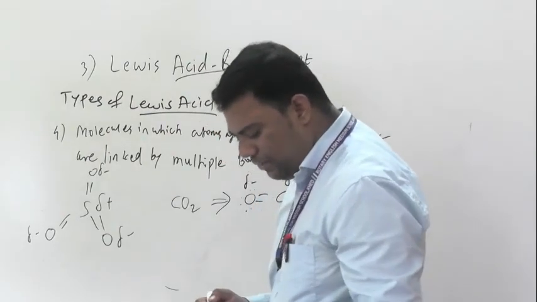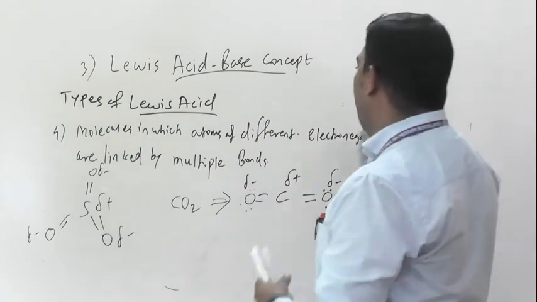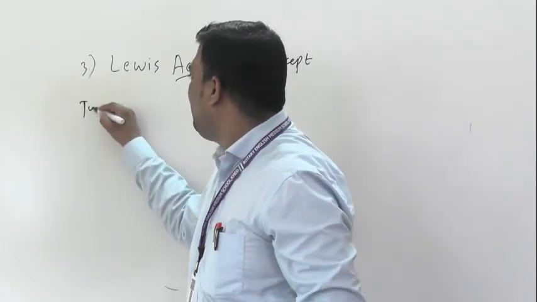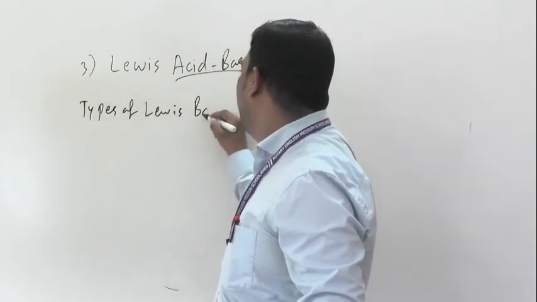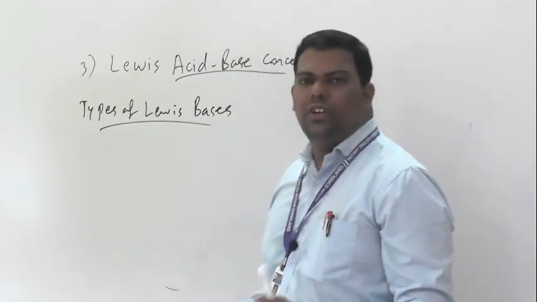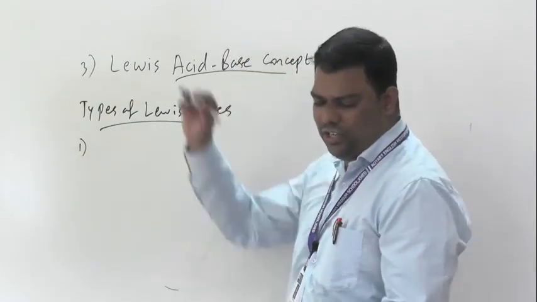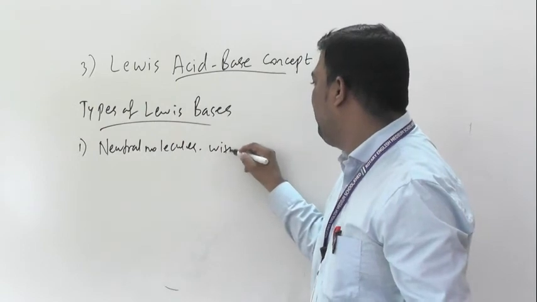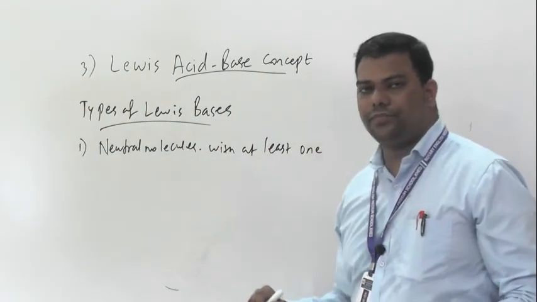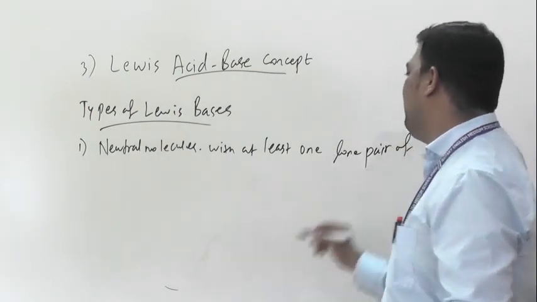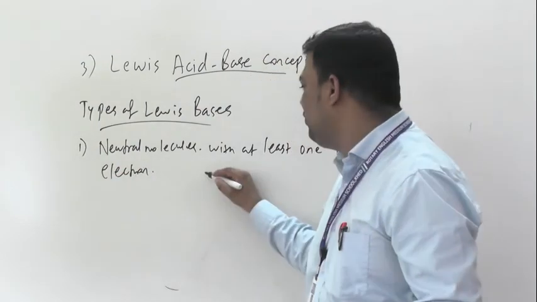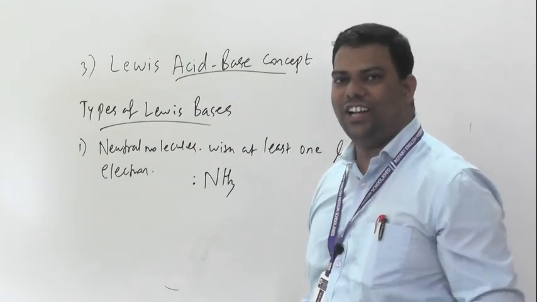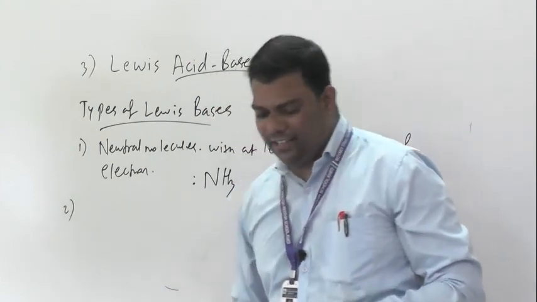Now we will discuss the types of Lewis bases. First, neutral molecules with at least one lone pair of electrons. As you know, an example of a Lewis base is ammonia, NH3. At least one lone pair of electrons can make it act as a Lewis base. Second, we can write some anions also.